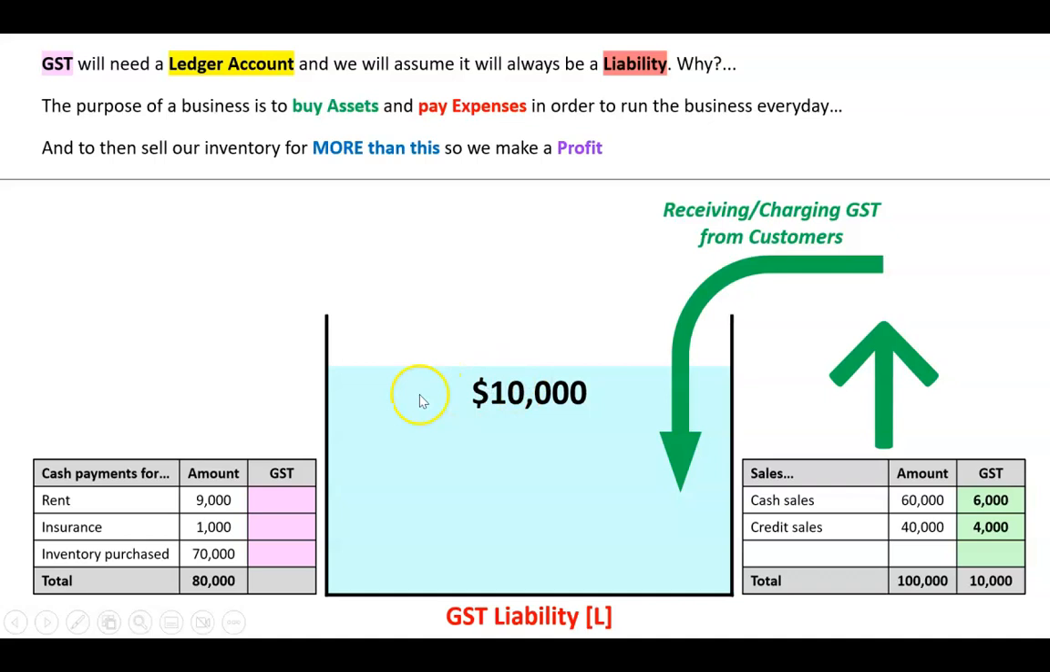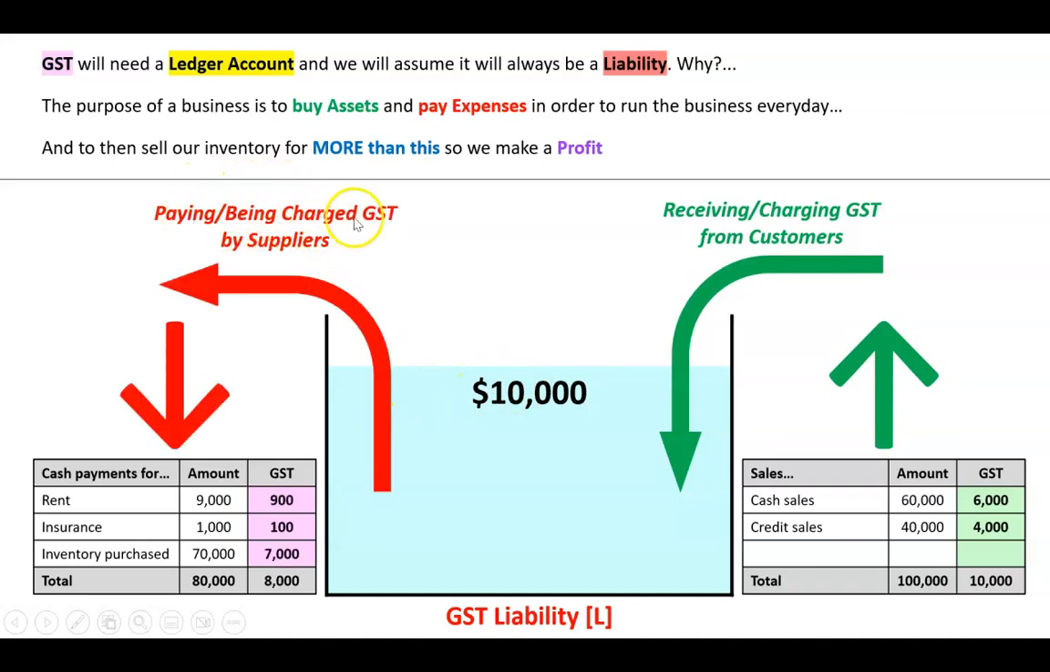However, it gets to take out what it's already paid or been charged GST by suppliers. So in that case, that'd be $900 here for the rent, $100 for insurance, and $7,000 on the inventory. That's $8,000. So the water level will go back down to $2,000. However, the business still has a liability. It owes the government $10,000. How did we get that? Well, it received or charged $10,000 in GST, and it paid and was charged $8,000 in GST.